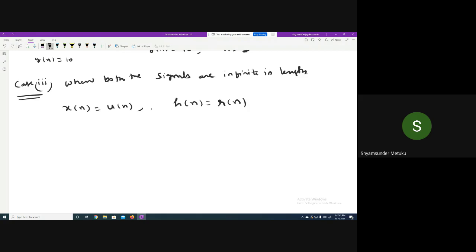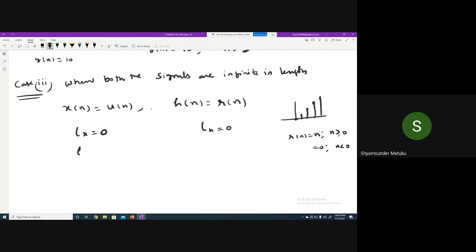Are not both infinite? Yes. So what is the lower limit here? 0. What is the lower limit here? 0 again. It will go like this. r of n is equal to n when n is greater than or equal to 0, and it is 0 when n is less than 0. That is what you have taken in the initial class.